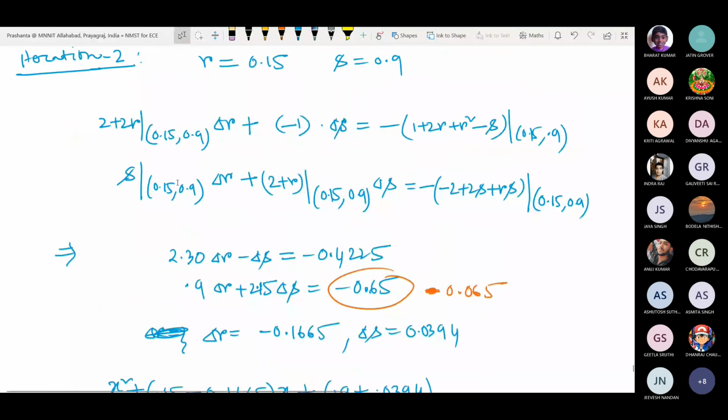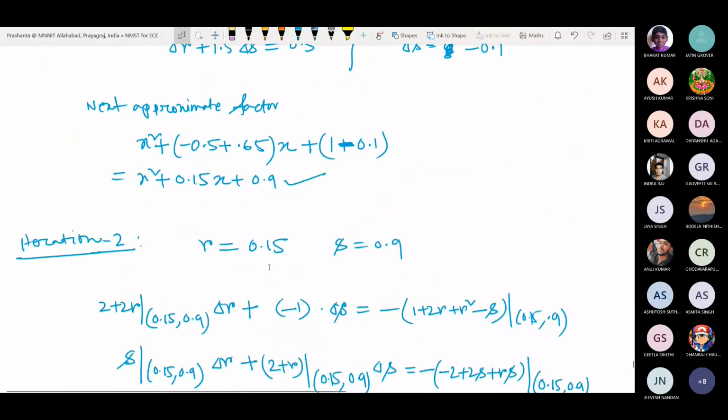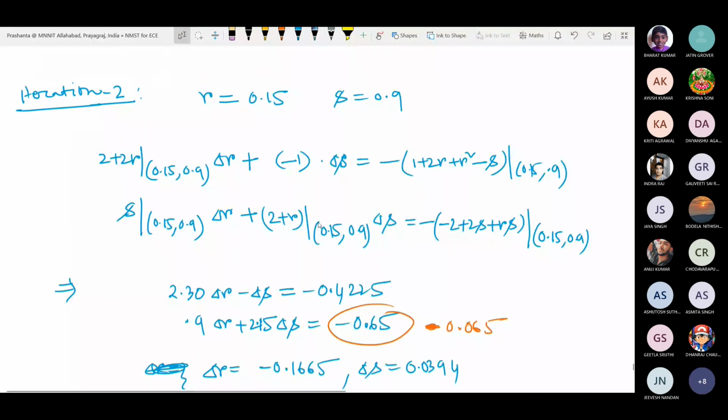Basically, I have already told you. I did the first iteration, second iteration. I told you how to get it. So these are the two system of equations you'll be getting. So check it. Some mistake may be there. Check it yourself. So once you get two system of linear equations, you will be able to solve it for delta R and delta S. Use them to improve the considered factor after one iteration. Okay.